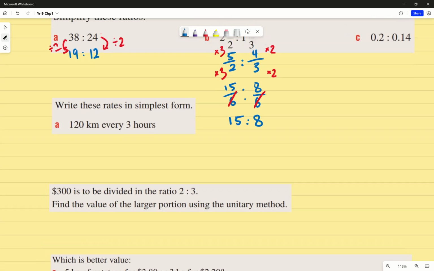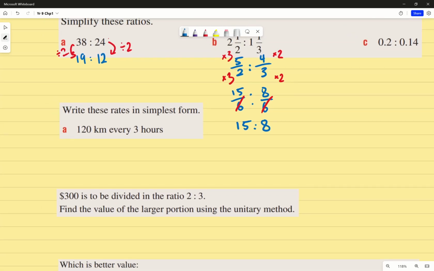Next example here is write these rates in simplest form. It's 120 kilometers every 3 hours. That's probably a lot more confusing than it needs to be, right? How do I change it to 1 hour? If I go 120 kilometers in 3, what do I do to get to 1? Easy, divided by 3, thank you very much. So I'm going to divide it by 3. 120 divided by 3 is 40. And then this one, 3 hours divided by 3 is, of course, 1.